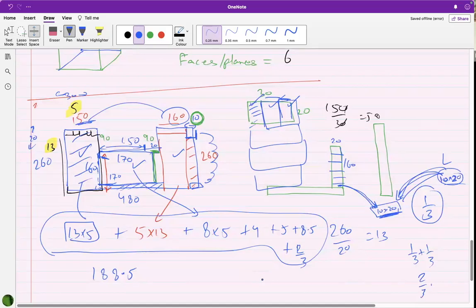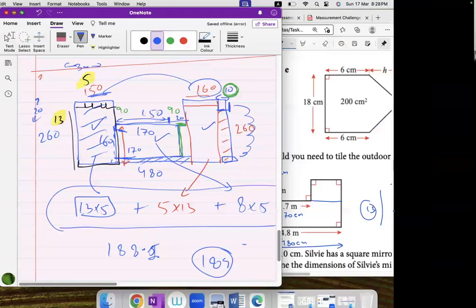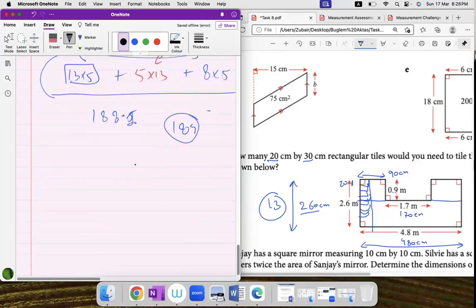And then we add them all together. 13 into 5 into 2 plus 8 into 5 plus 4 plus 5 plus 8.5 plus 2 by 3. I'm getting 88.01. So I will be having 189 tiles. Let's try it one more way. If we just find the total area and divide by the area of the tile, do we get the same or different answers?